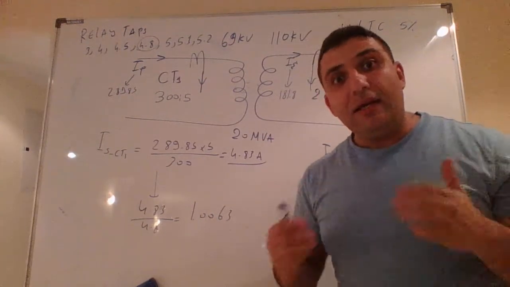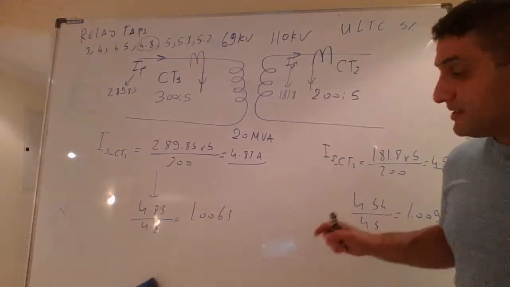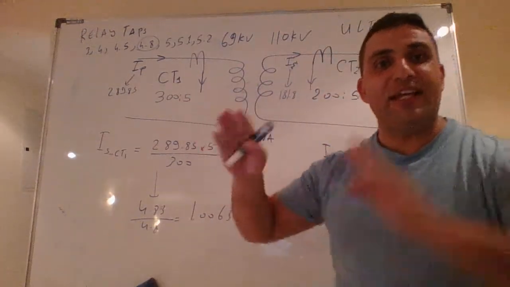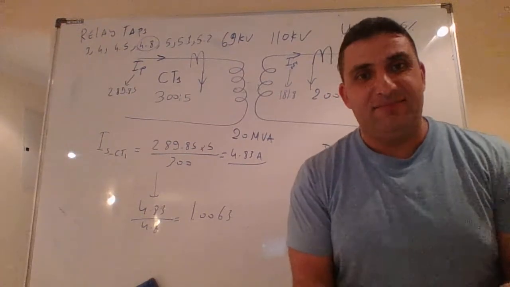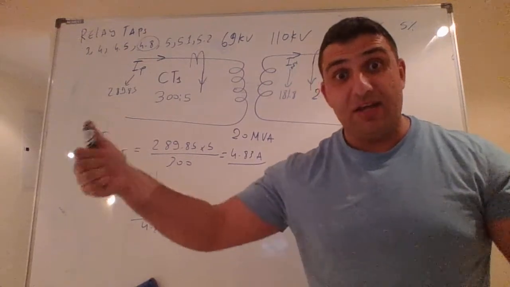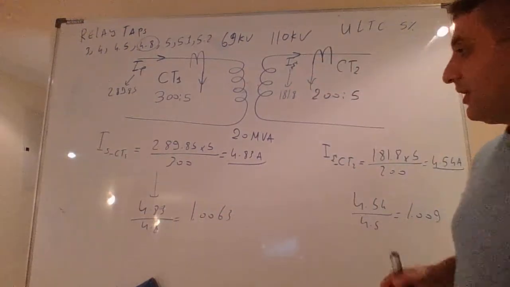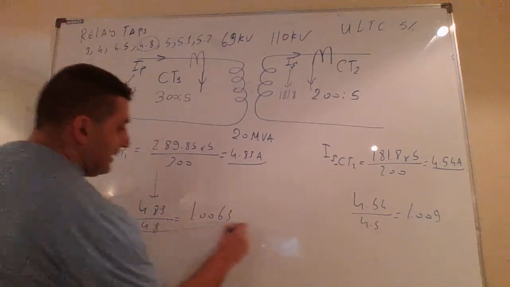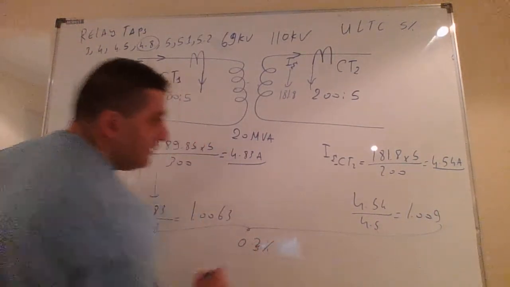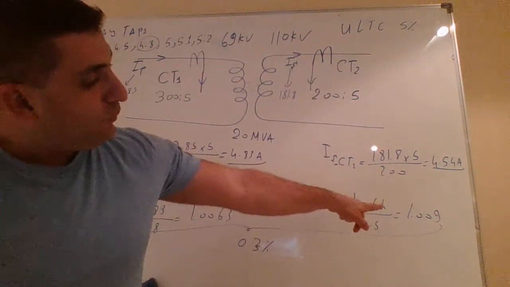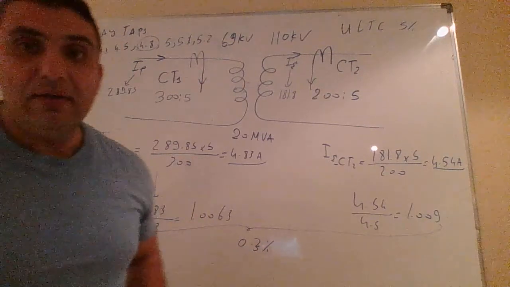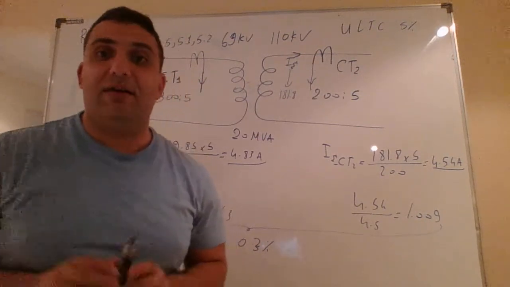That's number one. Number two, what I can do now is, inside the differential relay, I'm taking this current and subtracting. Remember ID is equal to I of CT1 minus I of CT2. So if I subtract these two, it will give me an error of 0.3%. As you can see, 1.009 minus 1.006 will give me 0.003, which gives me 0.3% error.